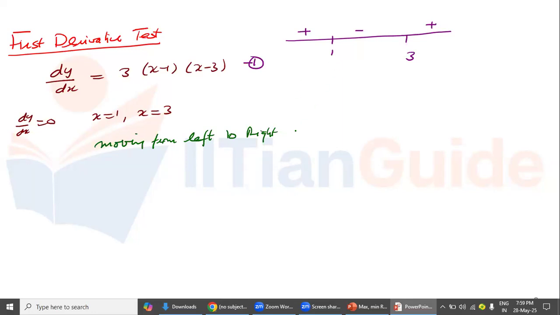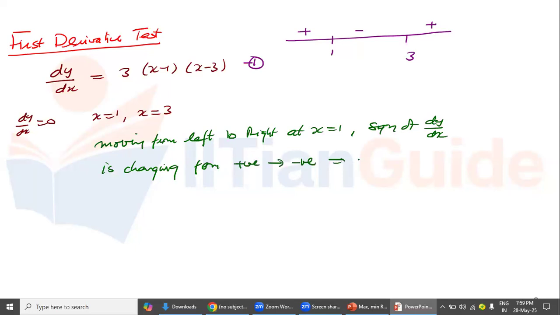At the point x is equal to 1, or when we cross the point x is equal to 1, what we observe is that the sign of dy by dx is changing from positive to negative. That means it is a maxima. That is, maxima at the point x is equal to 1.